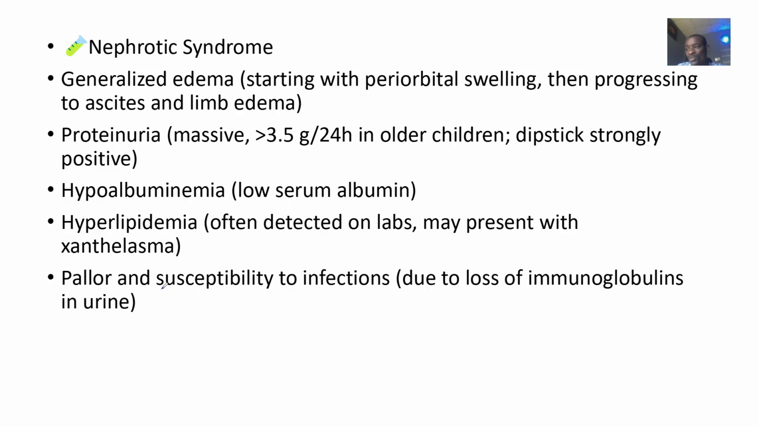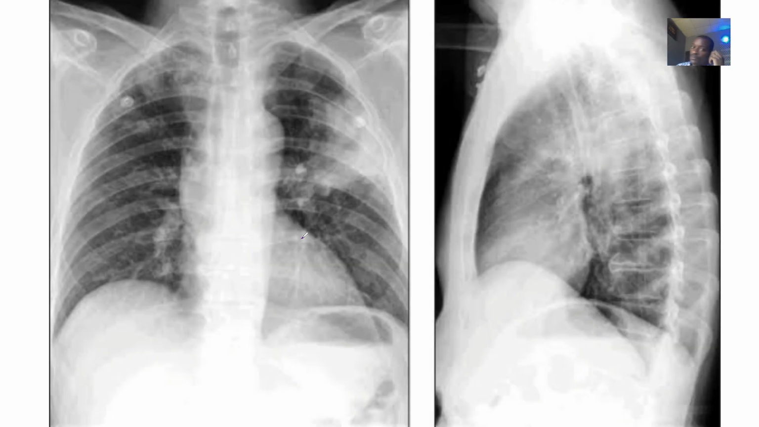Hypoalbuminemia, so because you are passing out proteins in urine, the protein left in your body is decreased. Hyperlipidemia, so lipid levels are actually going up. Pallor, and you're weak to infections. You can easily get infections.